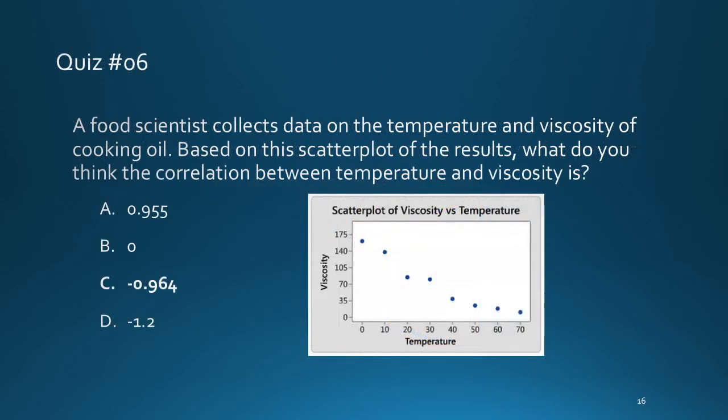For question number six, the answer is C, minus 0.964. The correlation between temperature and viscosity is minus 0.964, which indicates the negative relationship shown in the scatter plot. As temperature increases, the viscosity decreases. Remember, the correlation coefficient always ranges from -1 to 1, so D is not correct, right?